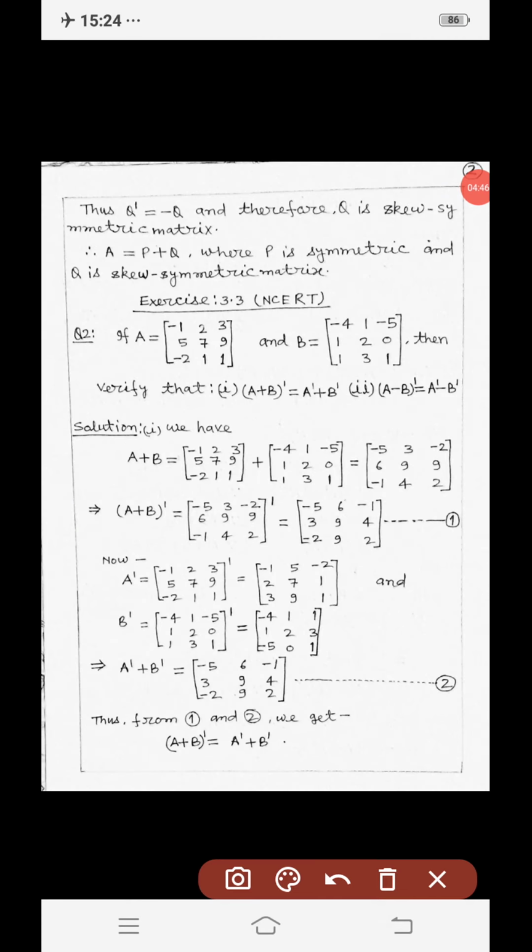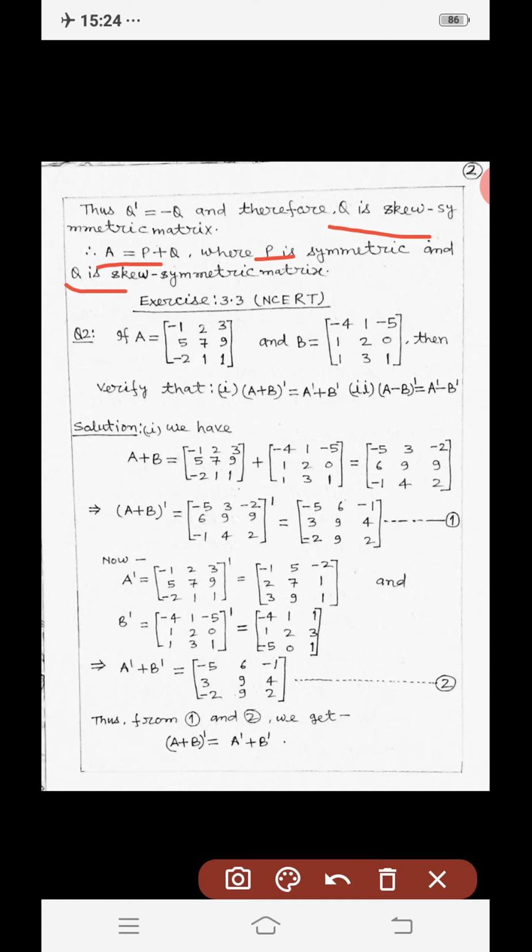Here we get Q transpose is equal to minus Q, and therefore Q is a skew symmetric matrix. So we can write A equal to P plus Q, where P is a symmetric and Q is a skew symmetric matrix.